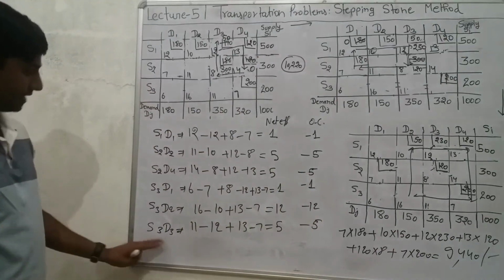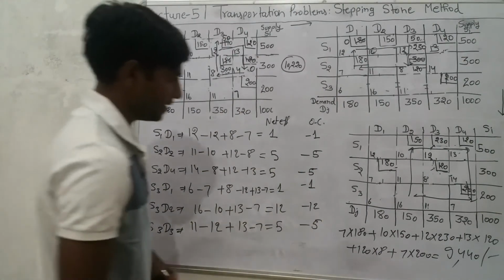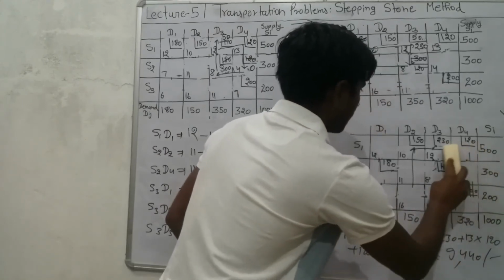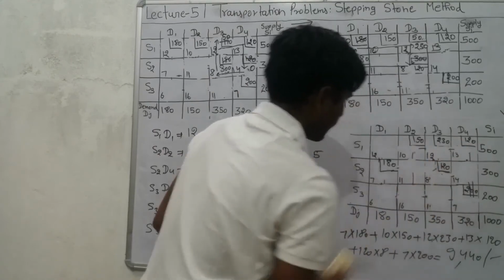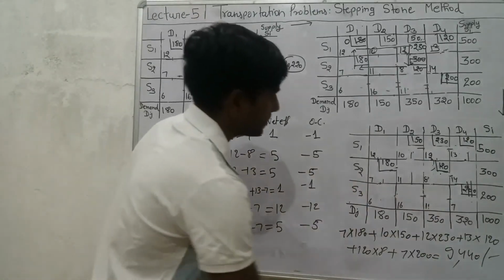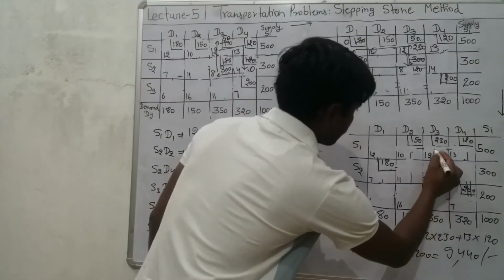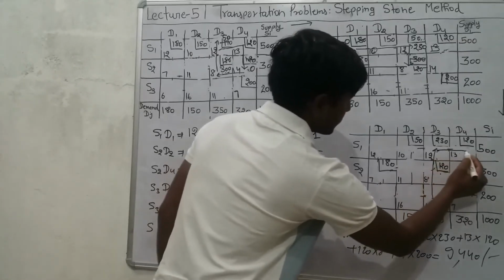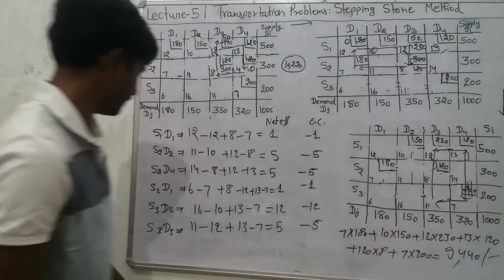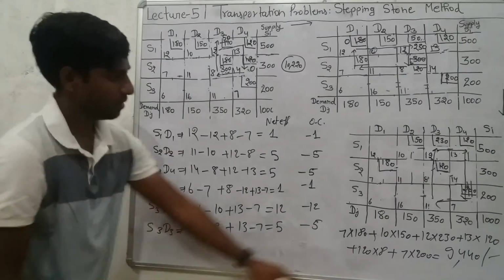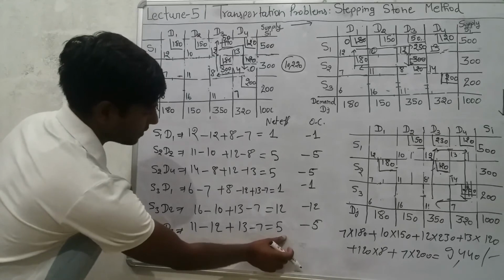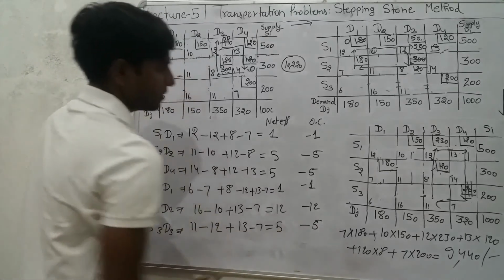So last empty cell is S3D3. I hope that this time we would get the optimal solution, because all opportunity costs are negative till this point. So for this, the closed loop will start from here and go to the last cell of this row and come down to this point. So again, the opportunity cost would be 11 minus 12 plus 13 and minus 7. So the net effect on the total cost would be 5, and the opportunity cost would be minus 5.